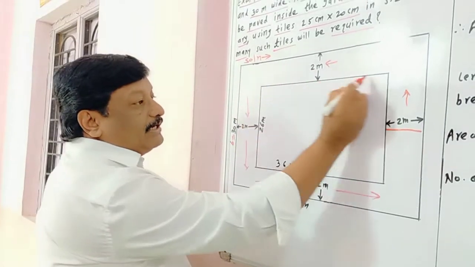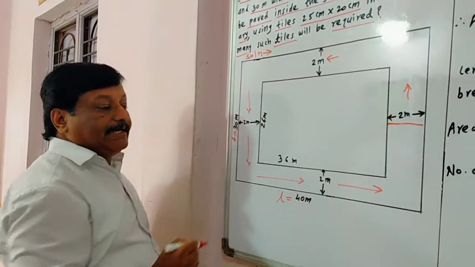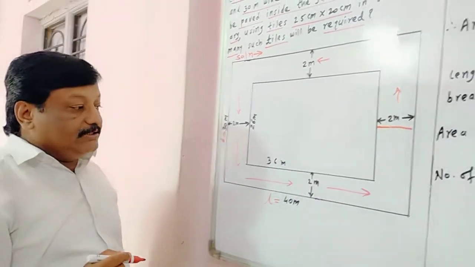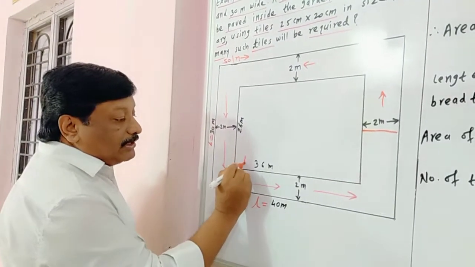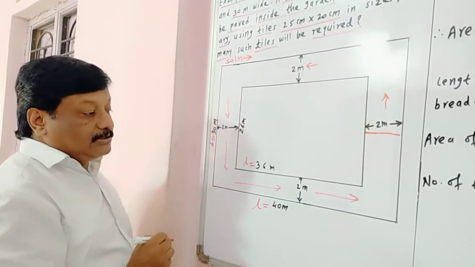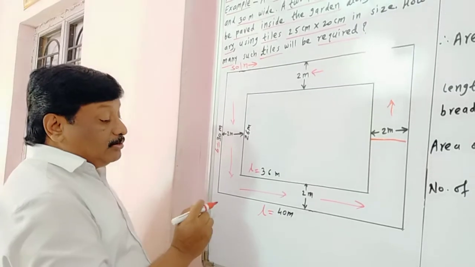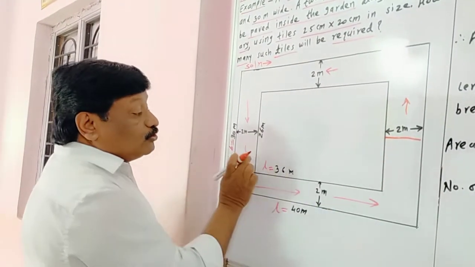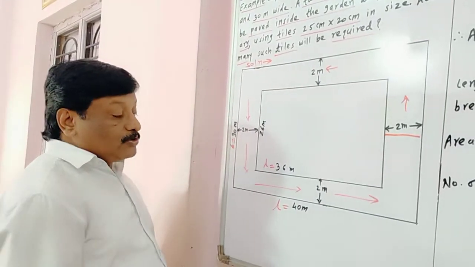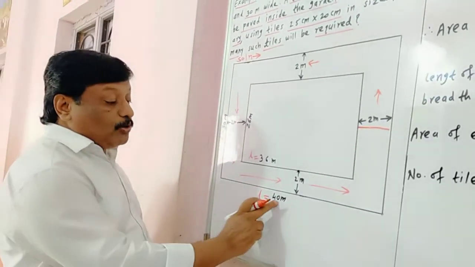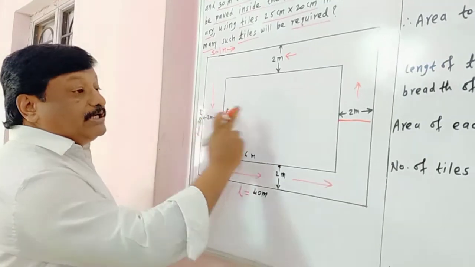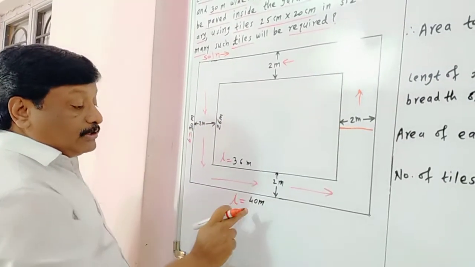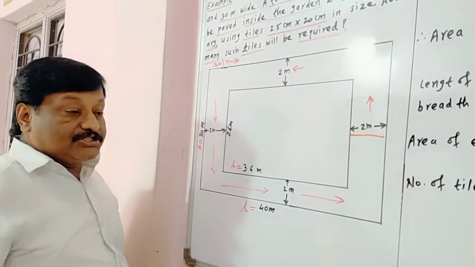Now here we are getting inside one more rectangle. Now find out its length. Now length of the inside rectangle is 36 meter. Why? Because length of the garden is 40 meter and from both sides 2 meter we have to leave for path. So length of the inside rectangle is 40 minus this 2 meter and this 2 meter. 2 plus 2, 4. 40 minus 4 is 36 meter.